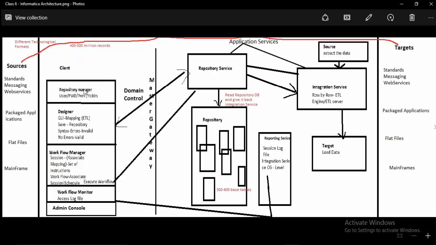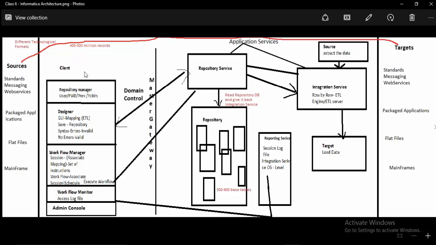Sorry to stop you. I have a good idea about this architecture, but I don't know the detailed view, like what exactly we do inside it. Sure, I'm going to explain each and every component and what it does. Oh, good. Yes, Malika.